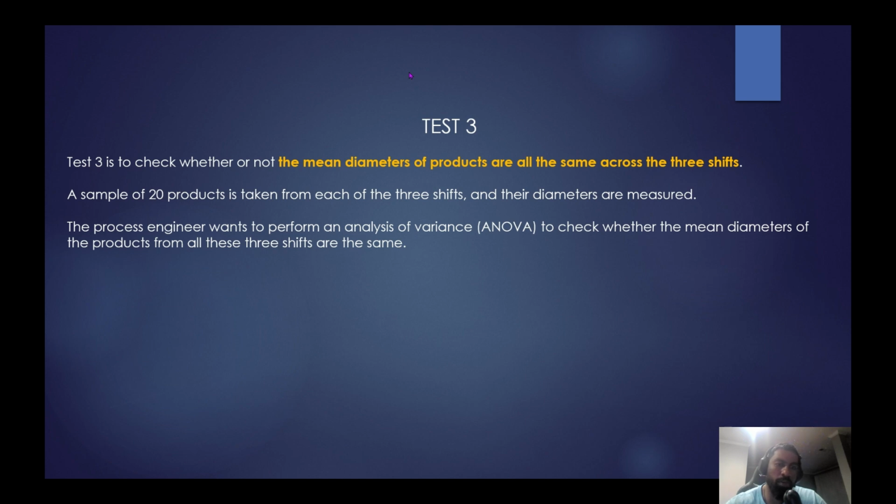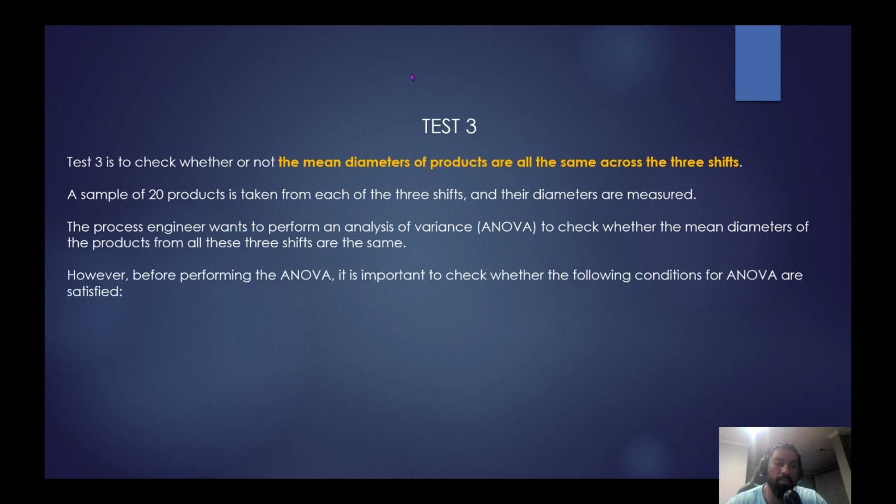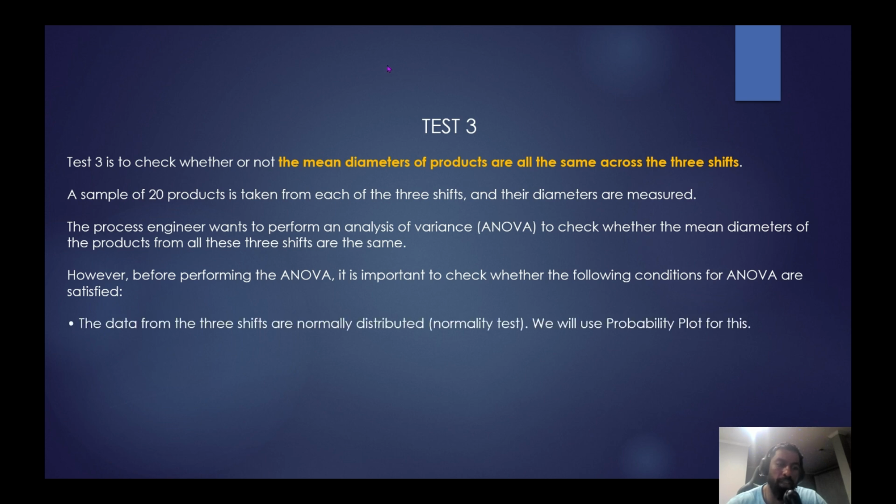The process engineer wants to perform the analysis of variance test to check if the mean diameter of the products across all these shifts is same. But to perform the ANOVA test, there are some prerequisites that you have to fulfill. One of those prerequisites is basically to check if the data from the 3 shifts is normally distributed. In the past, we have used graphical summary to check if the data is normally distributed, but since here we have 3 sets of data and we want to do that normality test simultaneously, we will be using something called a probability plot. Let's do that and come back to the second prerequisite.